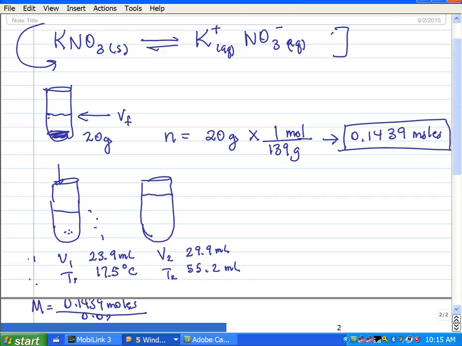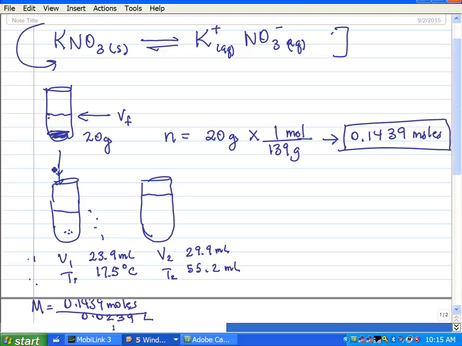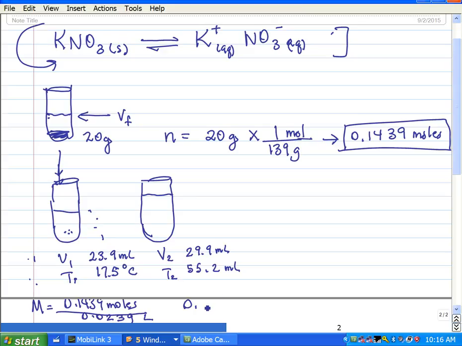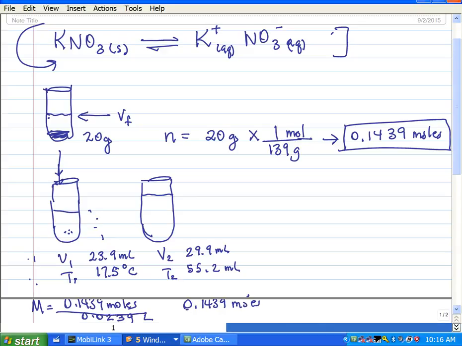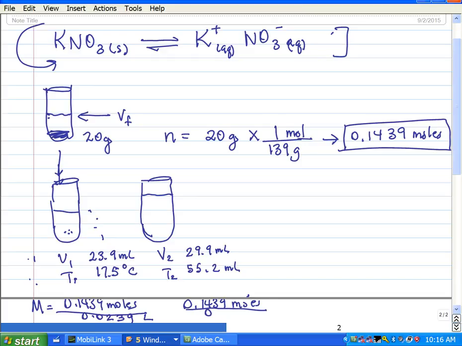0.0239 liters. So that gives you the concentration of trial one. For the second one, you have 0.1439 moles again. And this time the volume is different. The only thing that's going to change is that we keep changing the volume in each case. And in those steps you can calculate the concentration of each of those solutions.